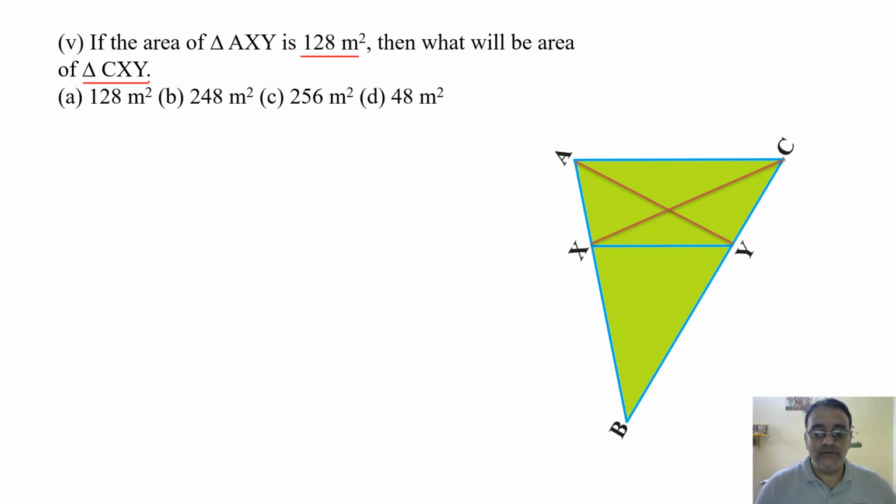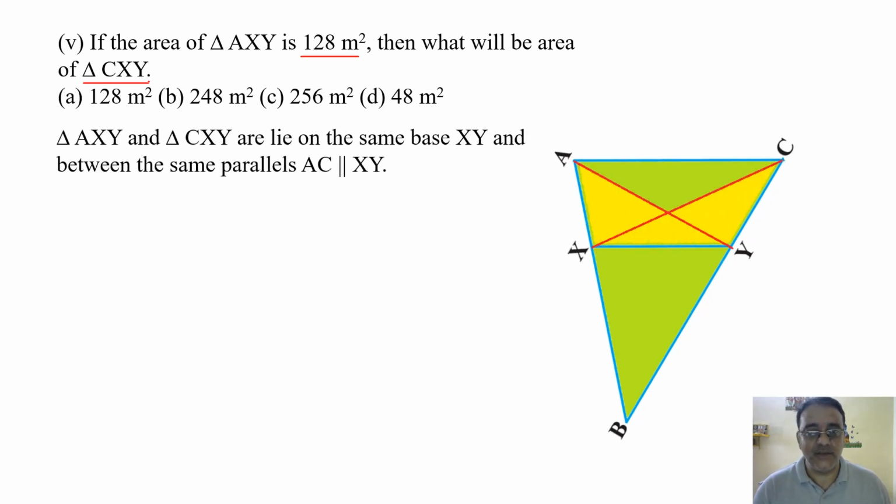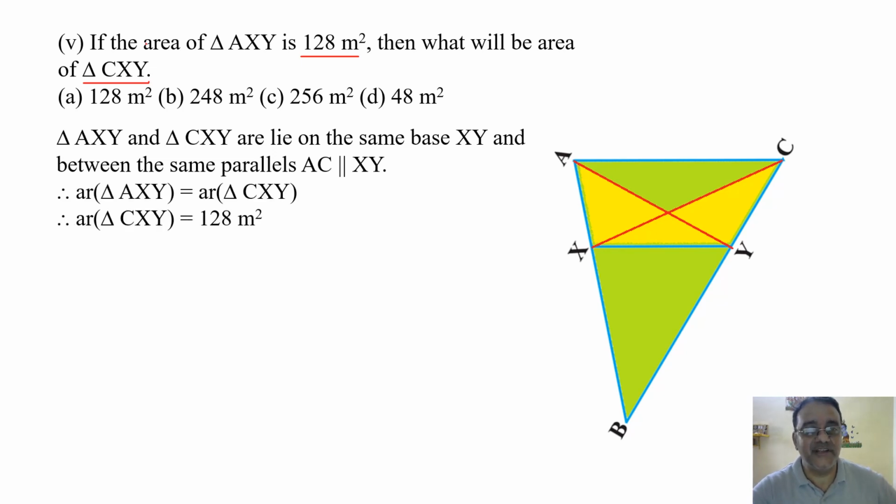एक थ्योरम पढ़े हो इन क्लास 9th में, बचपन में एक थ्योरम पढ़े हो, ट्राइंगल्स ऑन द सेम बेस बिटवीन द सेम पैरेलल्स आर इक्वल इन एरिया. हालांकि वो चैप्टर डिलीट हो गया था, बट मैंने करवाया था. These two triangles are equal, right? So what is the area of triangle CXY? 128 Right, 128 meters square, and the correct option is A.